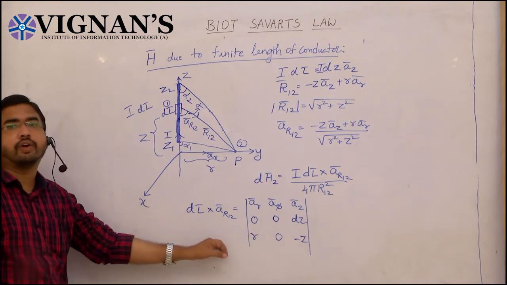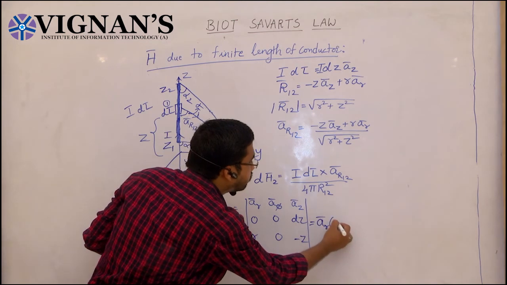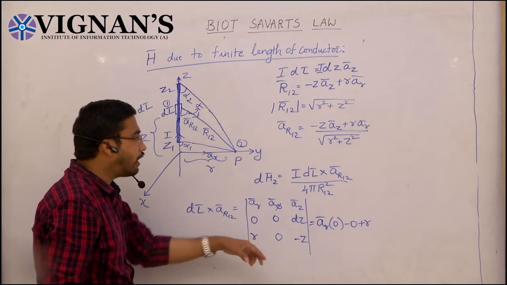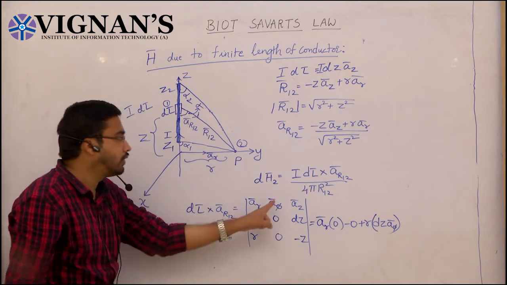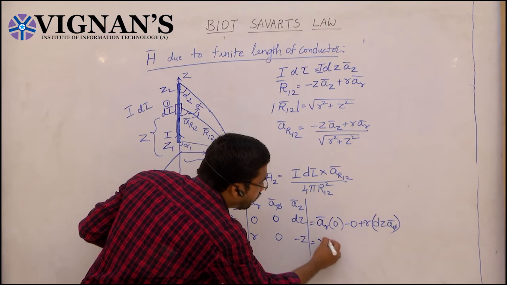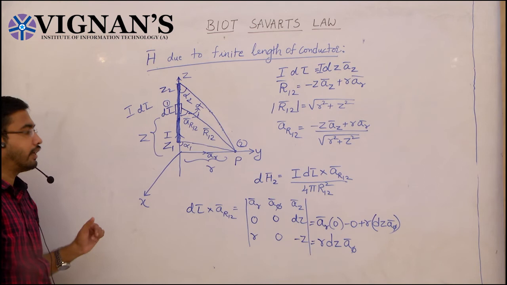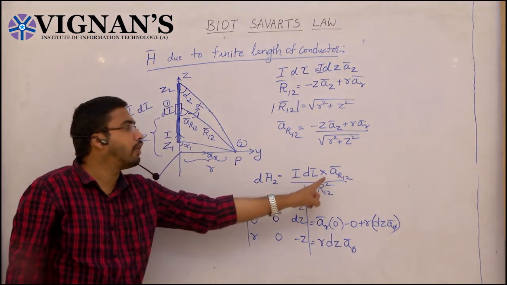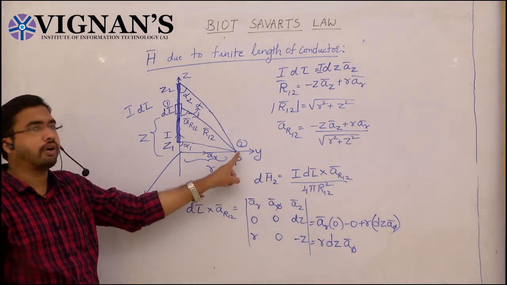So if you solve the determinant value for this, AR into 0 minus 0 plus R into dz into A phi minus 0. So finally your determinant value is R dz A phi. So if you substitute this DL bar cross AR bar value in this formula, then we can find the differential magnetic field intensity at this point P.